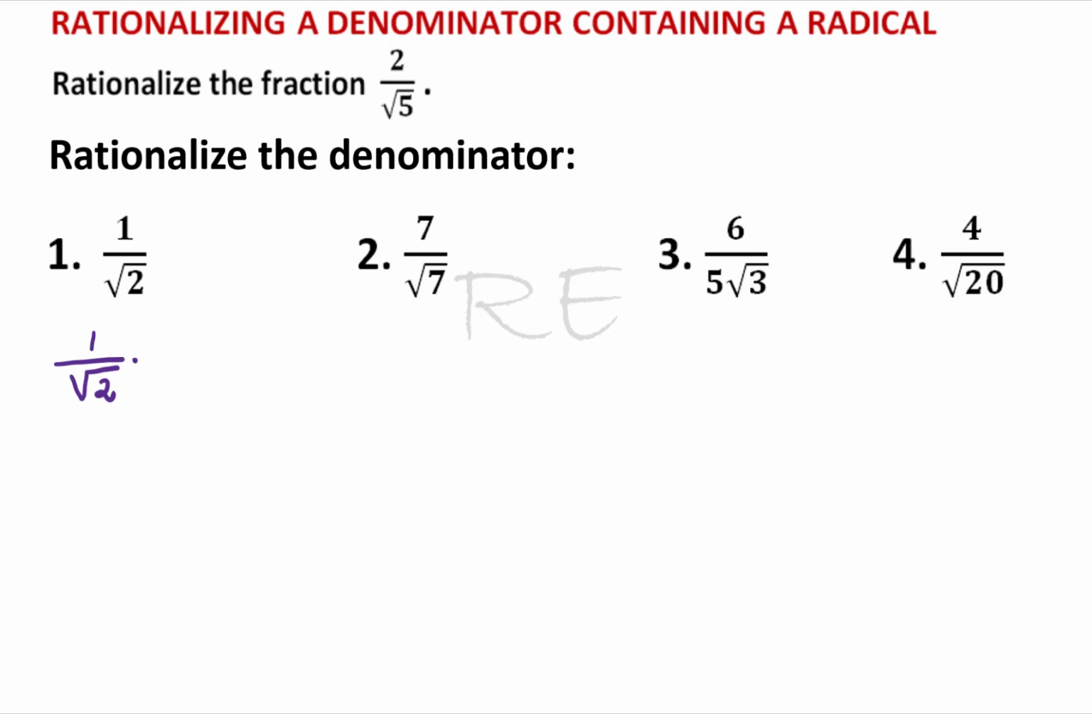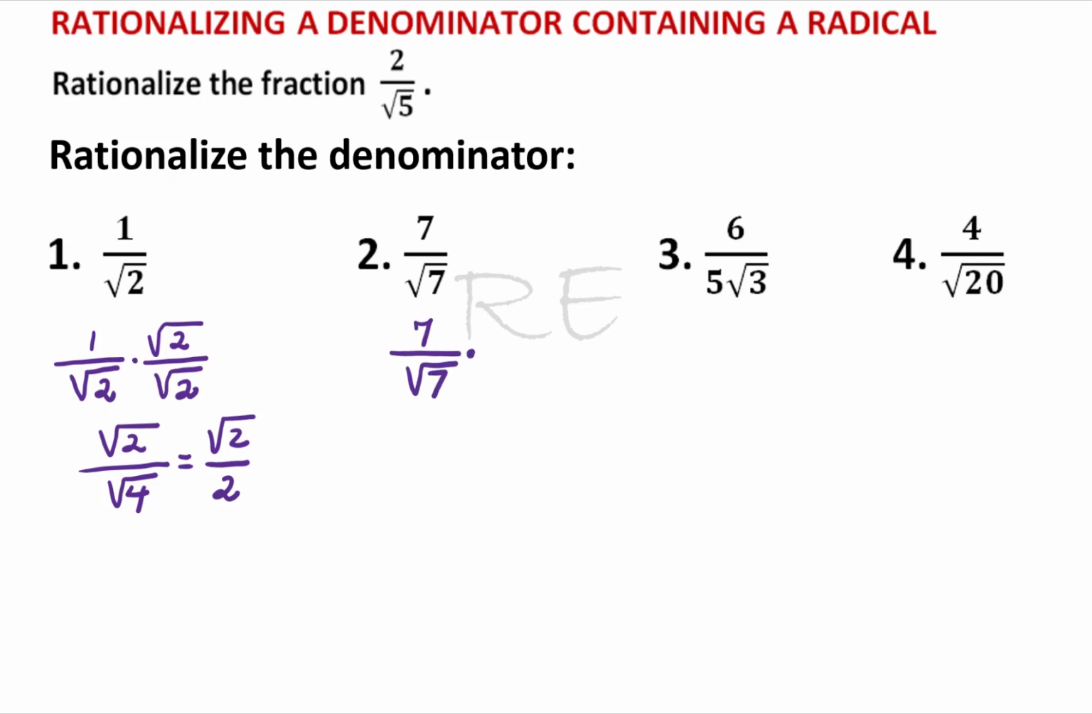Rationalize 1 over square root of 2. 1 over square root of 2 will be multiplied by square root of 2 over square root of 2. And the answer is square root of 2 over square root of 4, which is square root of 2 over 2. 7 divided by square root of 7 will be multiplied by square root of 7 over square root of 7. The numerator becomes 7 square root of 7. The denominator becomes square root of 49, which is 7. 7 over 7 cancel. The answer is square root of 7.